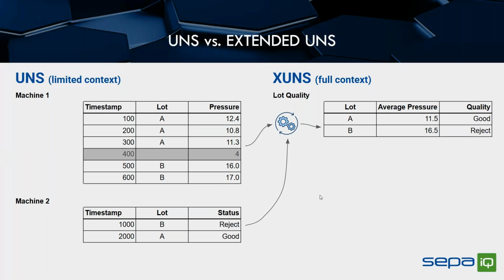Full picture. So let's dive a little bit more into UNS and extended UNS here. On the left, UNS, and it's a limited context. So we see machine 1 there. We see our timestamps.